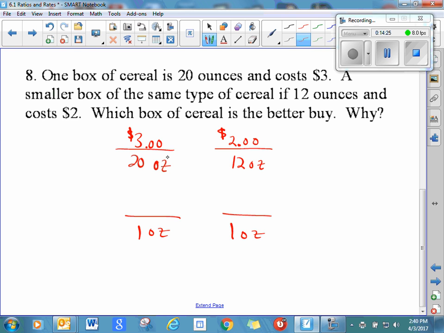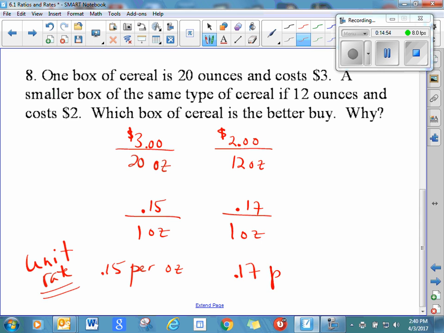So we're going to take 3, and we're going to divide it by 20, and we're going to get 15. His unit rate is 15 cents per ounce. Please write that, unit rate. This guy is $2, and we're going to divide him by 12, and we get closer to 17 cents rounded. So again, if you're only going by pricing, this guy, which was the 20-ounce box, was a better value.